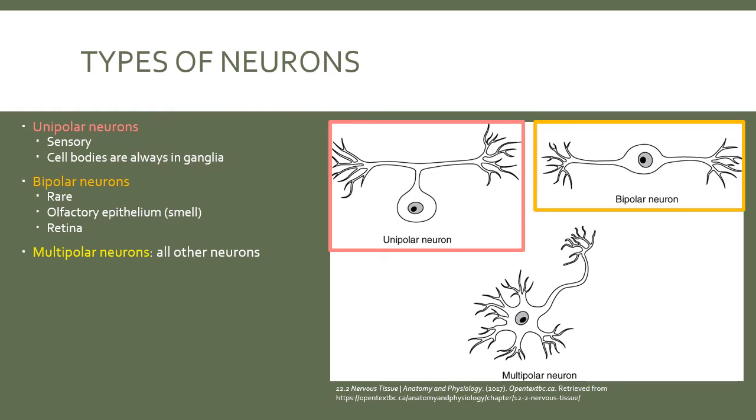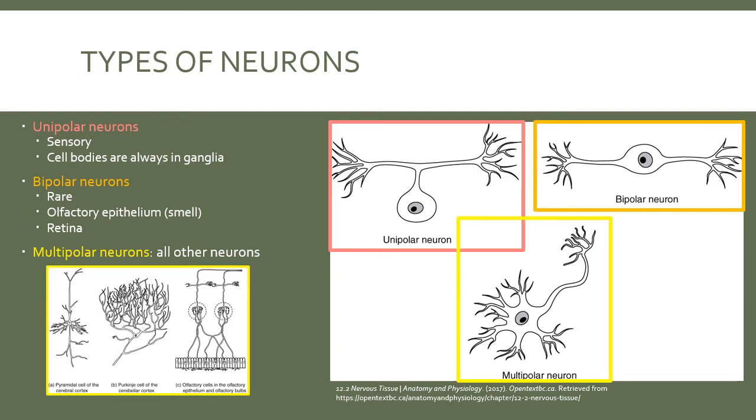You can also have bipolar neurons. Those are fairly rare in humans, although you do find them in the olfactory epithelium, responsible for detecting smell, and in the retina. And then the multipolar neurons that are sort of what we think of as classic neurons. And there's any number of different types of shapes that multipolar neurons can take. Even though they all follow sort of the same basic pattern, you can get lots of different variation there.